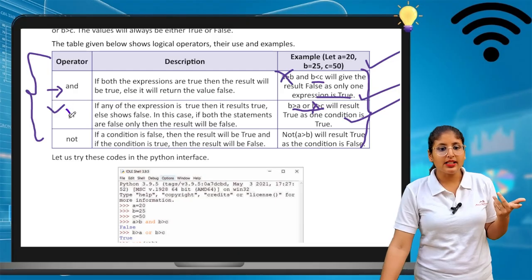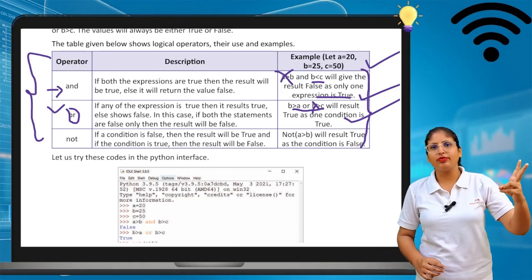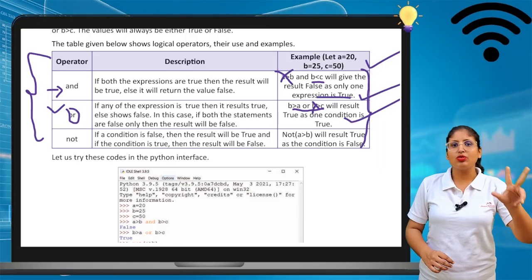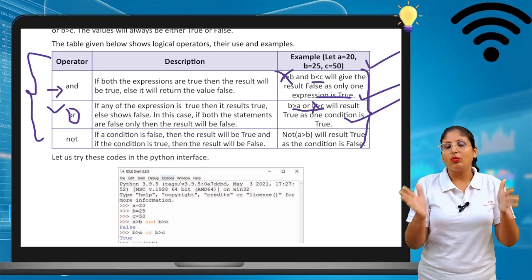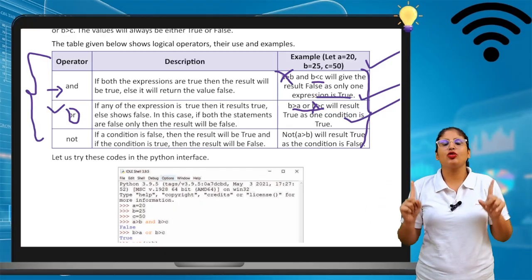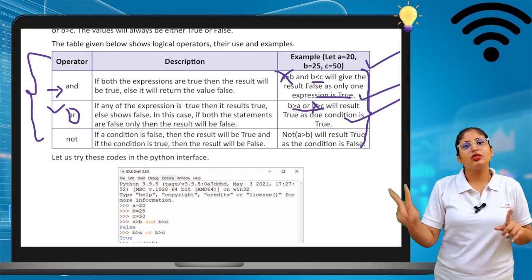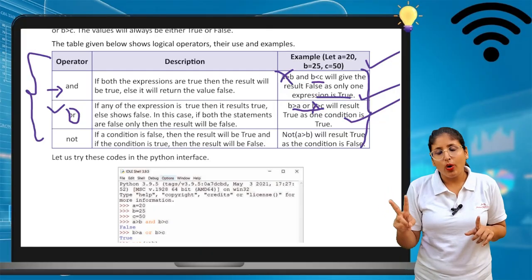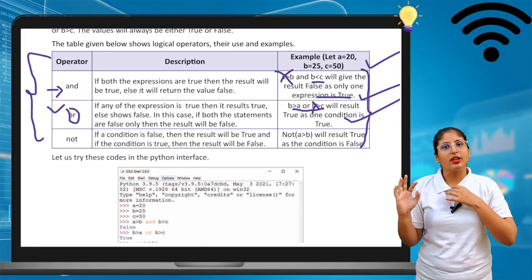In the OR case, either the first or the second statement has to be true. If either 1 or 2 is true, then the overall statement is true because one statement is true. So in our case, only one statement needs to be true. It is not necessary that both statements should be true. It's enough that one statement is true.